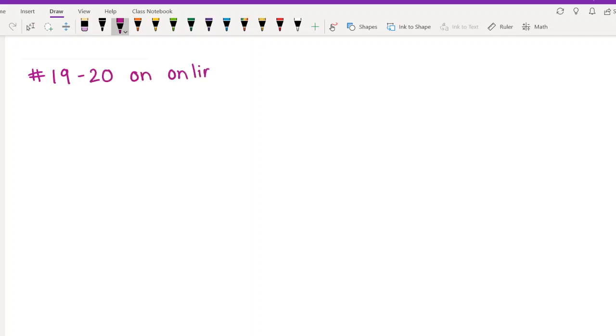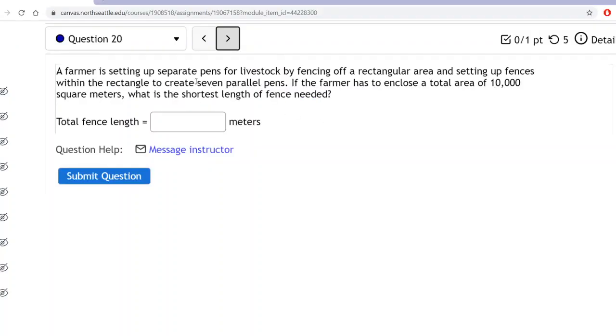And of course, as you are probably aware, your questions all vary slightly. So your question might say 5 parallel pens or 3 parallel pens or 2 parallel pens or whatever. So make sure what I'm drawing is just for this specific example of 7 parallel pens. Pay attention to what your actual numbers are in your question. But what would this look like?